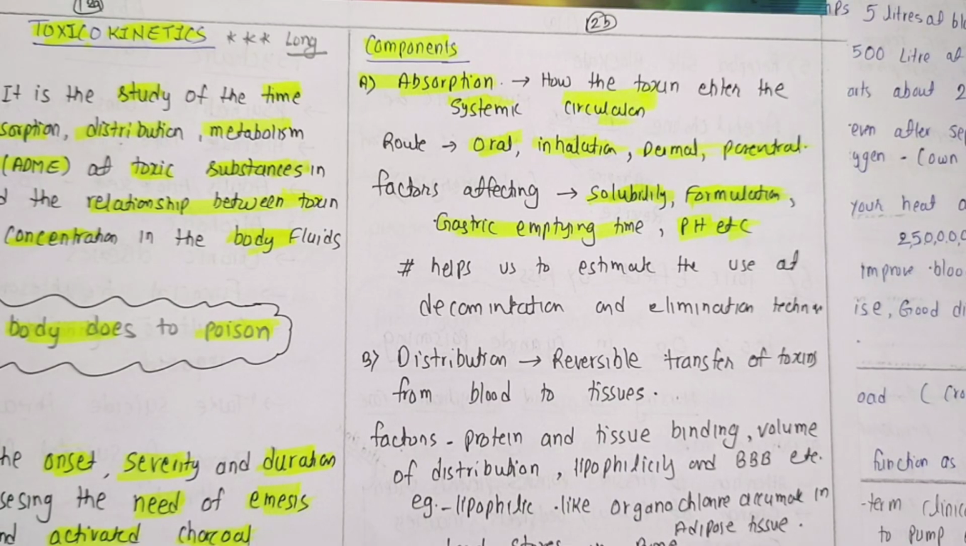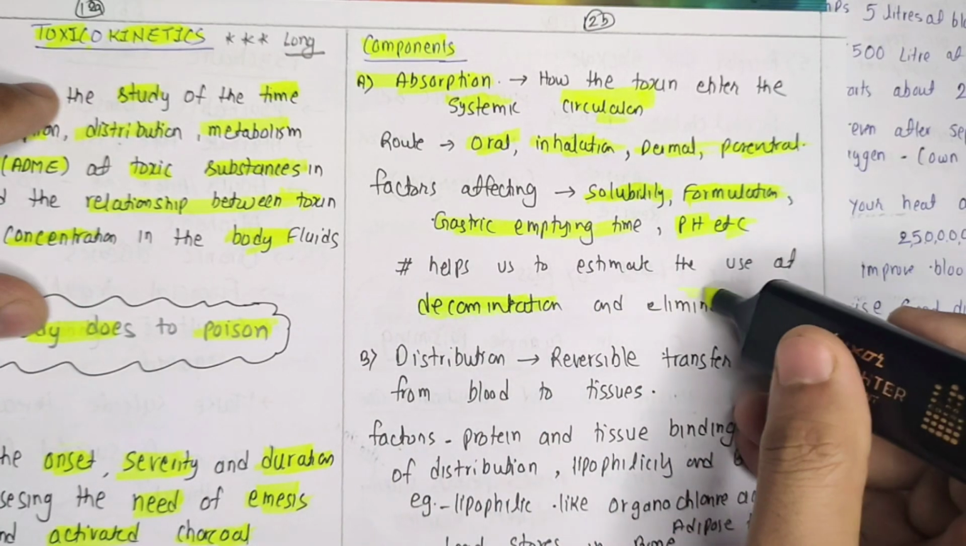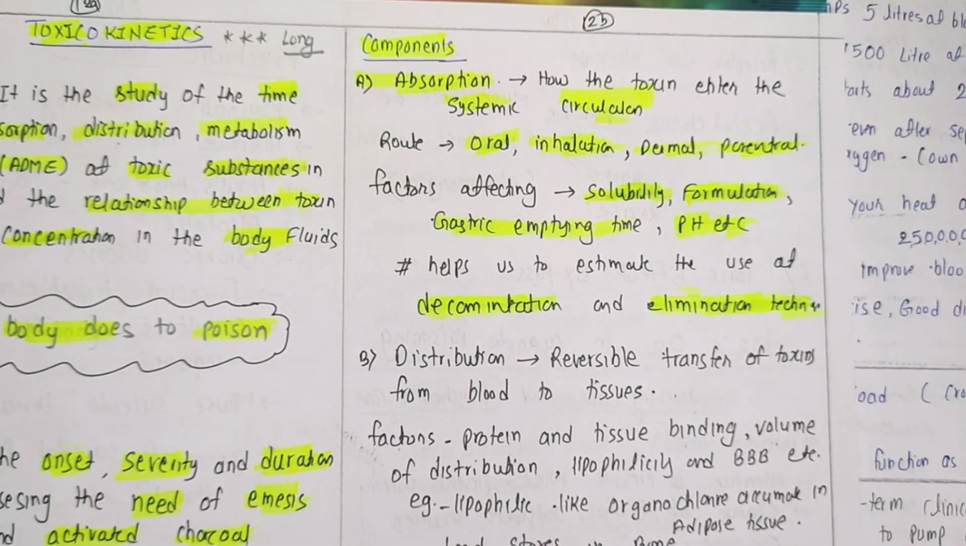Then another, it also helps us to estimate the use of decontamination technique, right? As I have mentioned, lavage, emesis, or we should go with the extracorporeal technique, or we should go with the catharsis or whole bowel irrigation. That idea we will get after knowing the absorption profile of that particular drug.